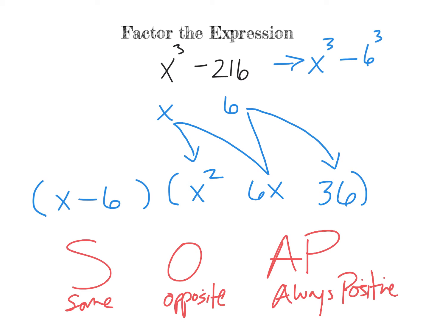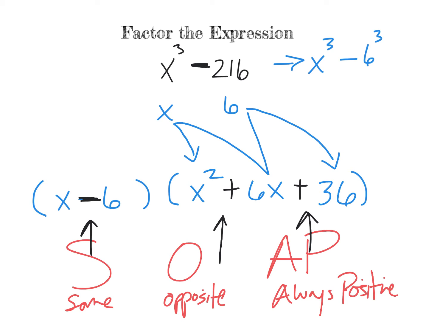So, since this original problem is a minus problem, I'm going to use the same symbol to begin with. So I'm going to put a minus. The next symbol will be opposite. So if I started with a minus, I'm going to change this to plus. And then lastly, the last symbol will always be positive, so a plus.